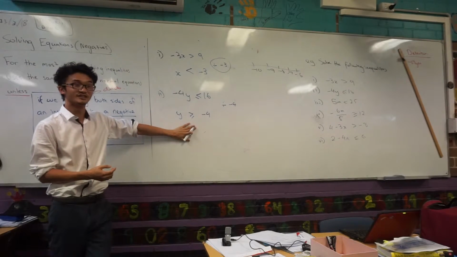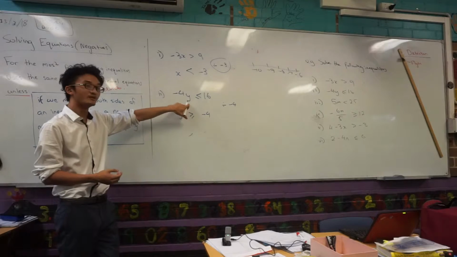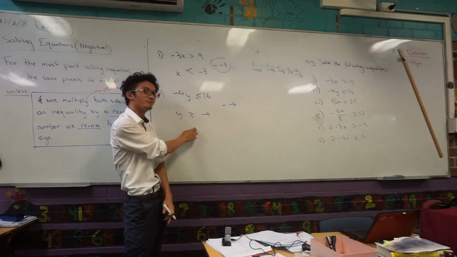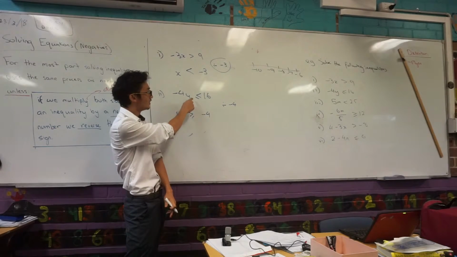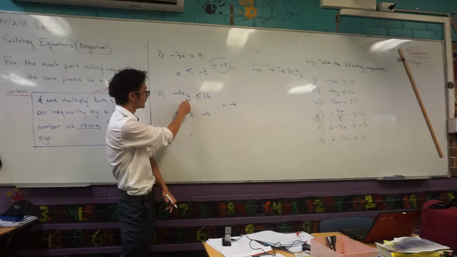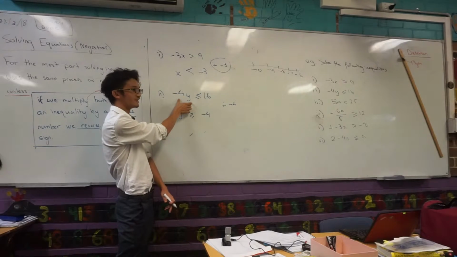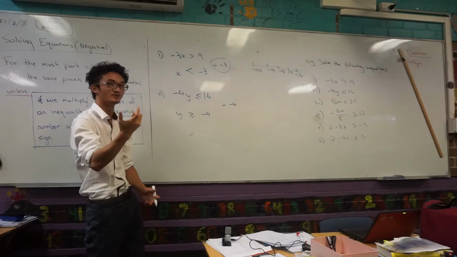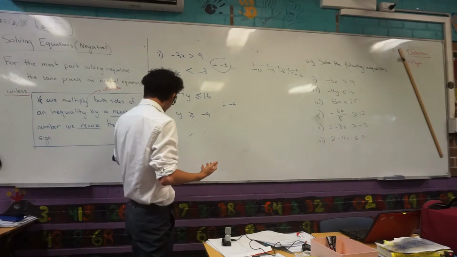And you can check these really easily if you just substitute some value back in. Because remember, with inequalities, all the solutions that are bigger than or equal to negative 4 will match this. So if you substitute negative 4 back into that, you'll get negative 4 times negative 4, which is 16. And that means that inequality symbol is true. That's one really easy way to check.